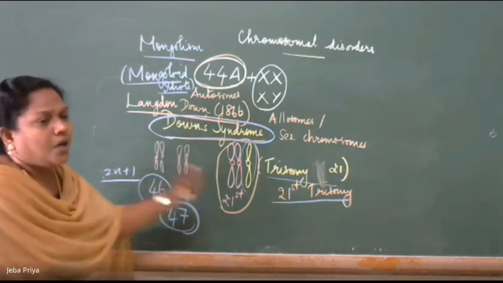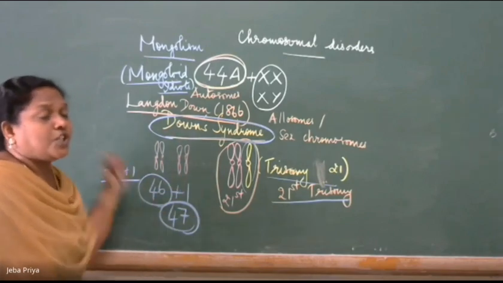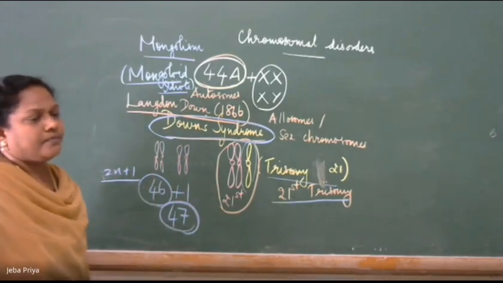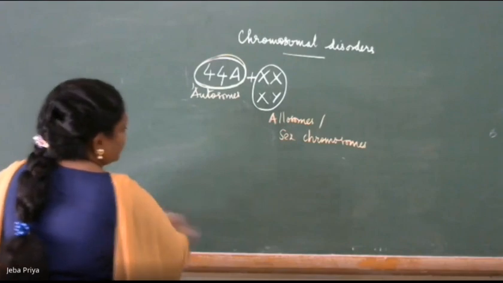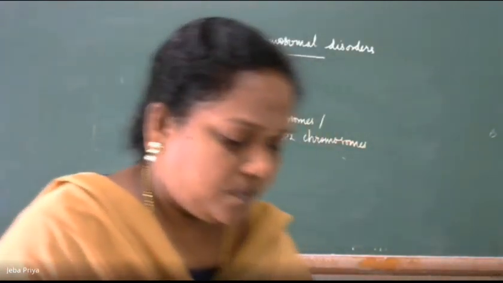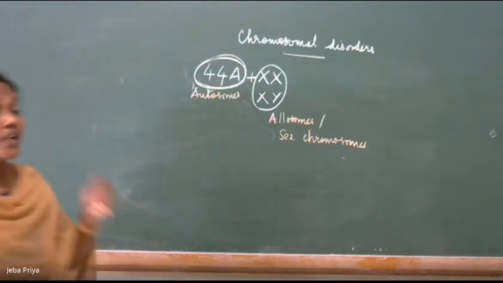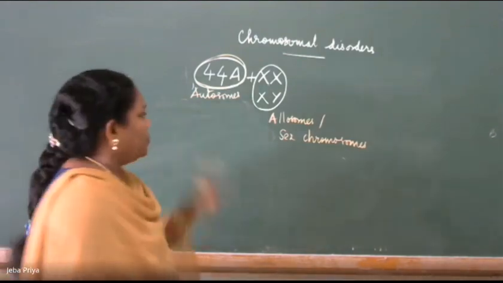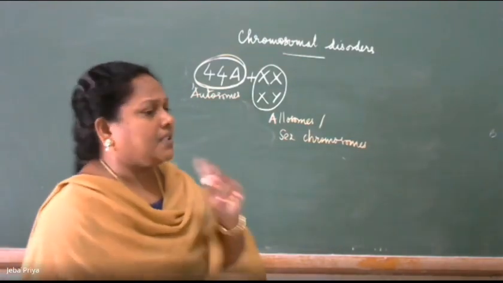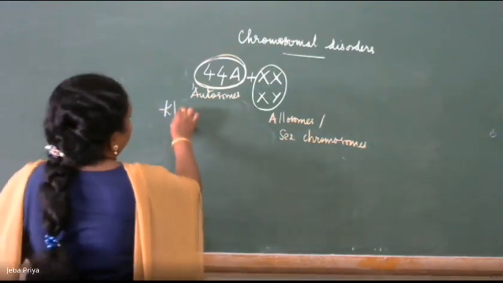Hyperploidy, increasing. One more chromosome has increased. Additional copy of one more chromosome. Change in the sex chromosome. So what about change? What is that? Here you'll be studying about two examples. One is the Klinefelter syndrome. The other one is the Turner syndrome.